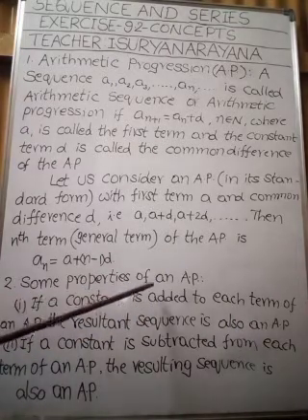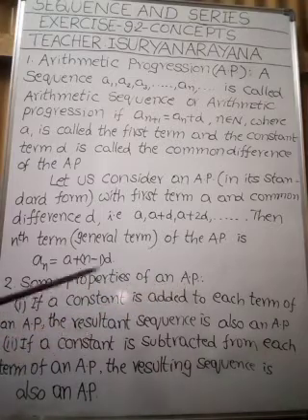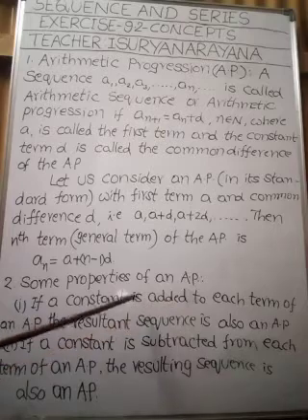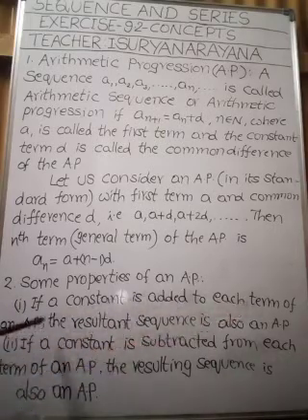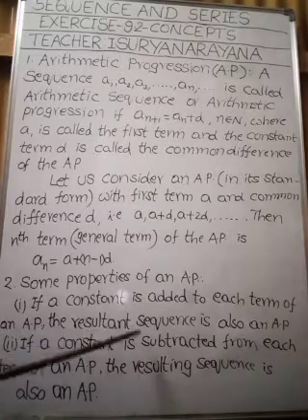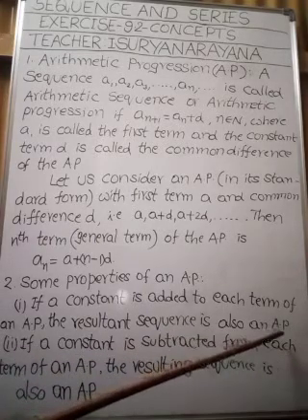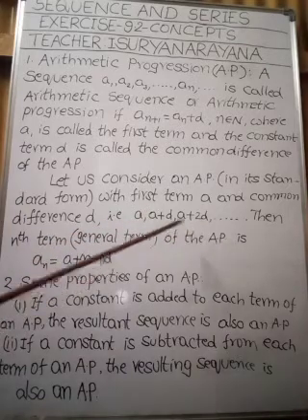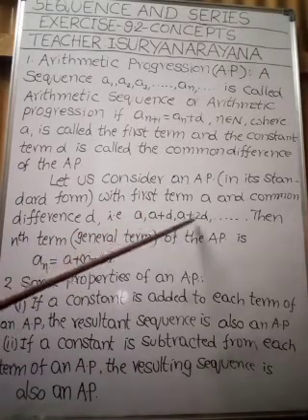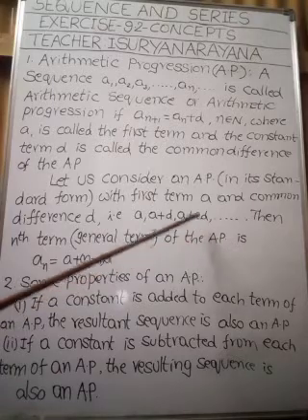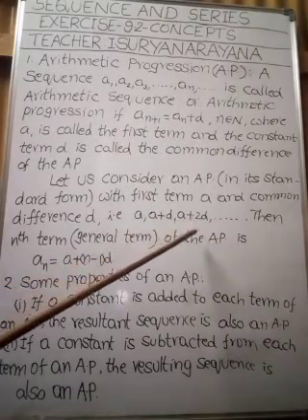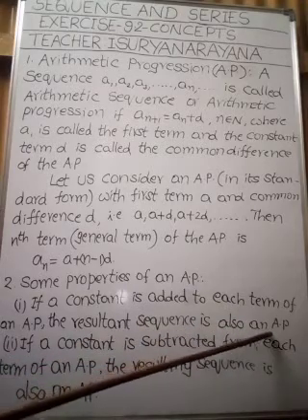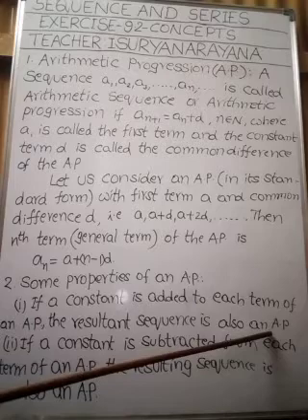Some properties of arithmetic progressions. First point, if a constant is added to each term of an arithmetic progression, the resultant sequence is also an arithmetic progression. Suppose this is an arithmetic progression. If some constant is added to each and every term of this arithmetic progression, then we get a new sequence. The resultant sequence is also an arithmetic progression. Okay, my children, understood this point?